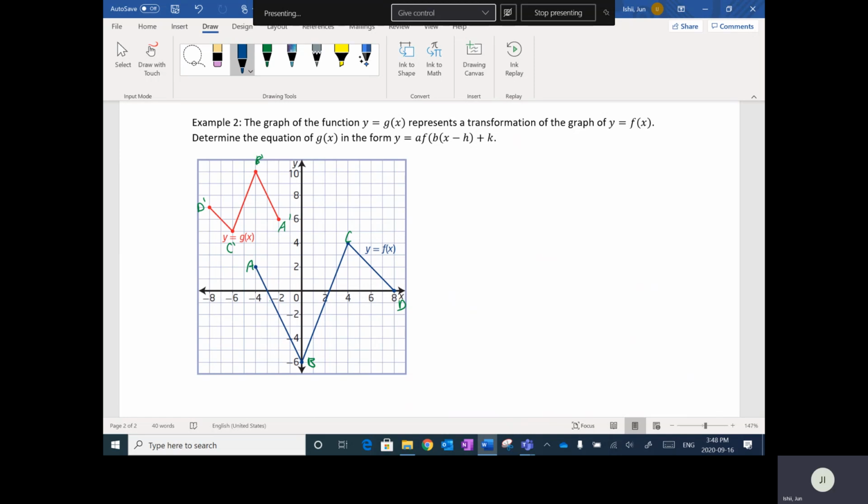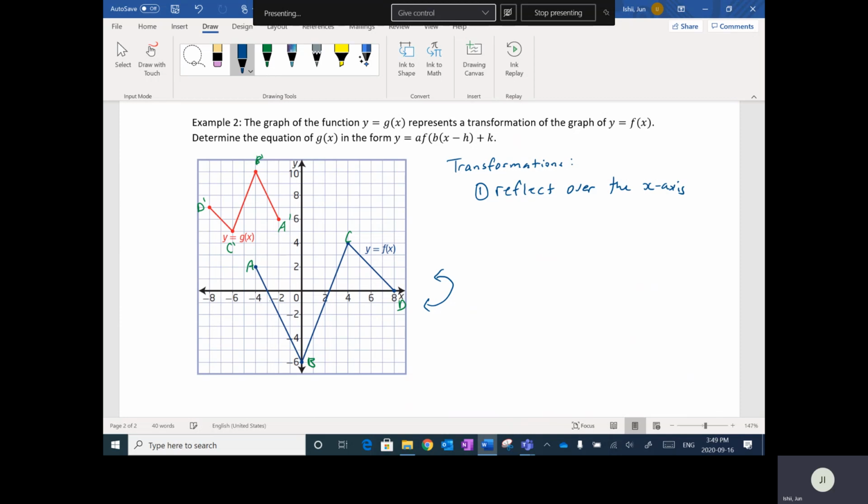All right, so now I'm going to list off the transformations that we can see. First thing I want to do is see if there are any reflections, and you can see that, yes, there is one. This original function must have been flipped this way, because from A to B it goes down in the original, but on the new one, it goes up. So there is a definite reflection this way. The first one here, I'm just going to write: reflect over the x-axis.